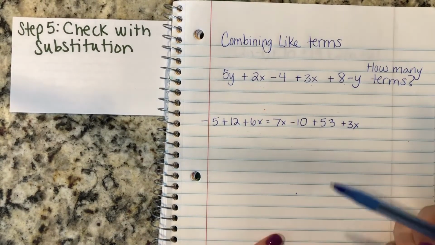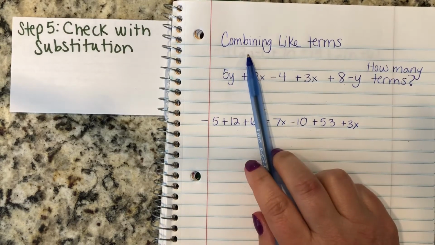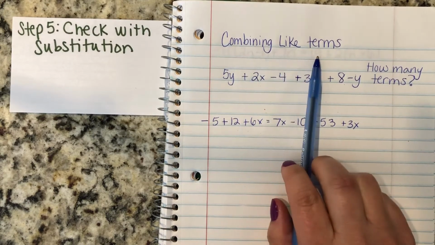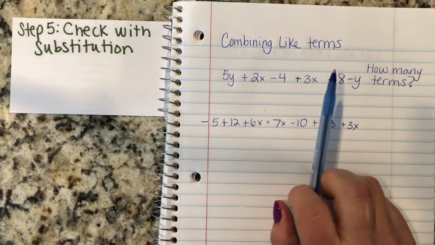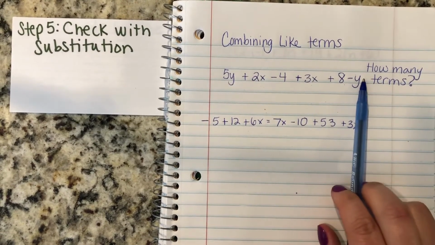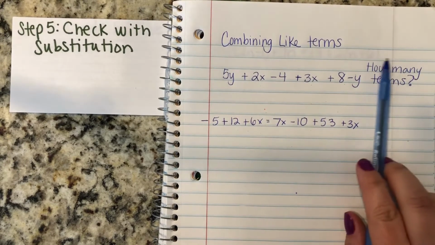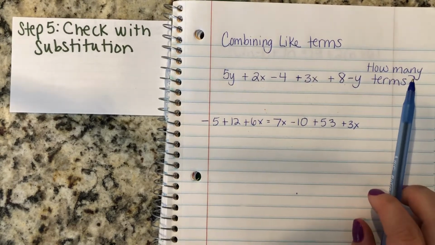This week in math class, you're going to focus on still working with those equations, but we're now going to include combining like terms. Combining like terms, okay? So here's an example of an expression. It's not an equation because it doesn't have an equal sign, but it's an expression. How many terms does this expression have?